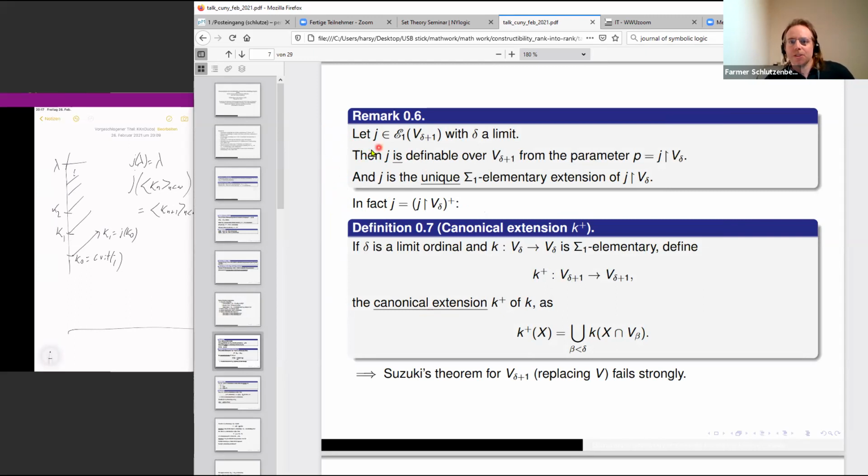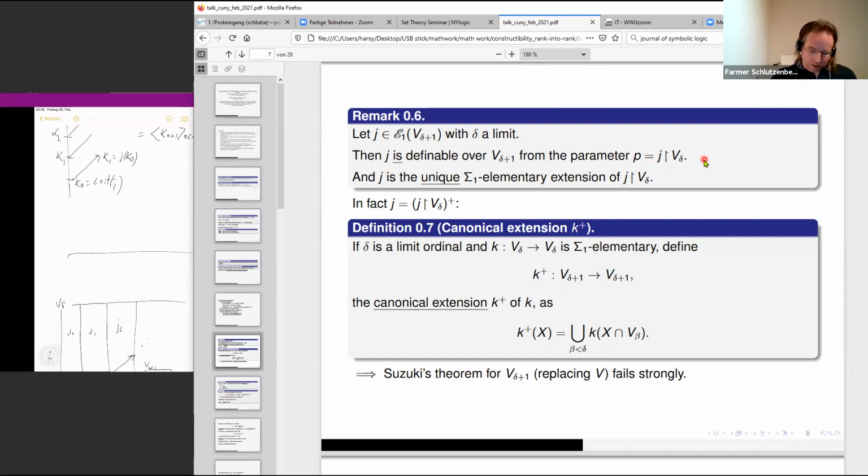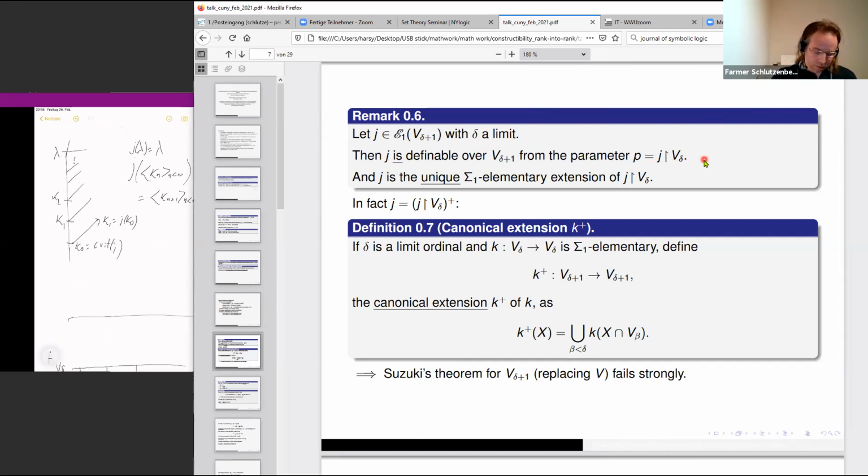If we have J that is Sigma 1 elementary from V delta plus 1 into itself, and delta is a limit ordinal, then J is definable over V delta plus 1 from the parameter P, where P is just the restriction of J to V delta. In the picture here, we have V delta, delta is a limit, and delta plus 1. We can look at this part, J restricted to V delta. Since delta is a limit ordinal, that object is actually in V delta plus 1.